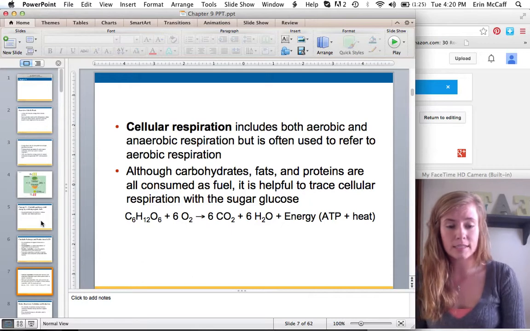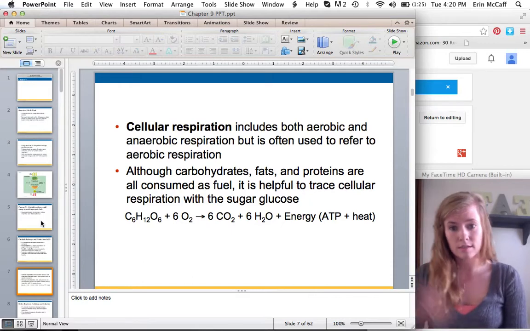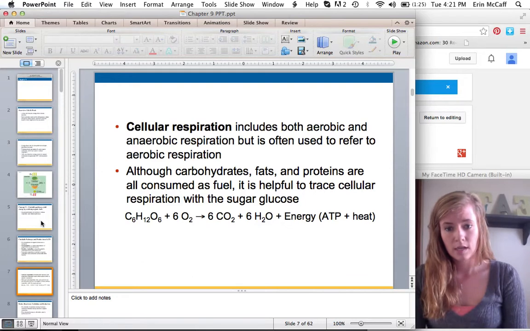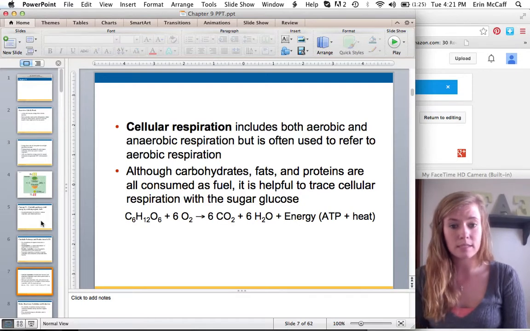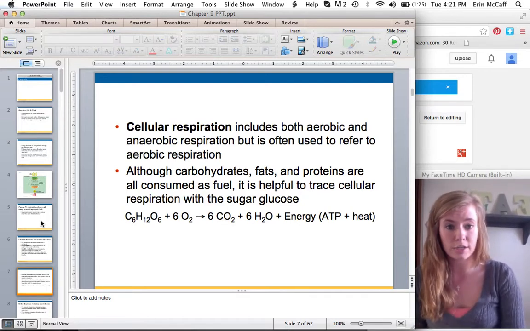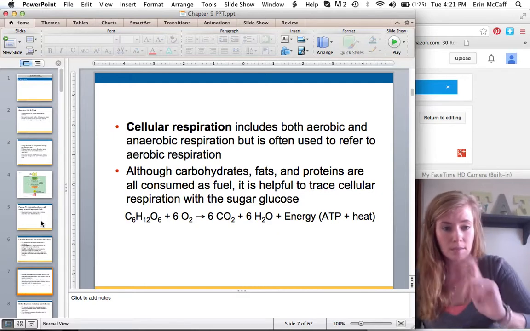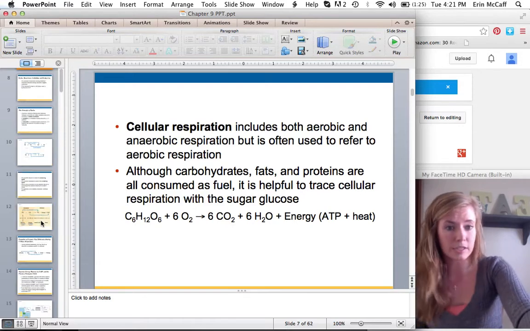And this is the equation for cellular respiration: C6H12O6, which is glucose, plus 6 O2 molecules becomes 6 CO2 plus 6 H2O plus energy. That energy will be ATP and heat, because remember, some heat is always lost as a consequence of energy transfer. So memorize that equation. You will need to know it in your sleep.